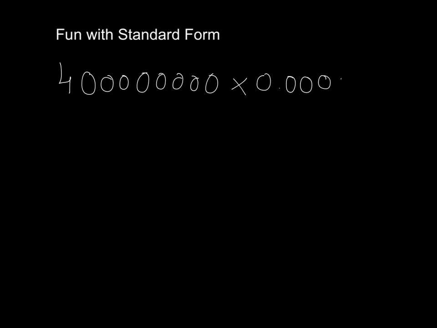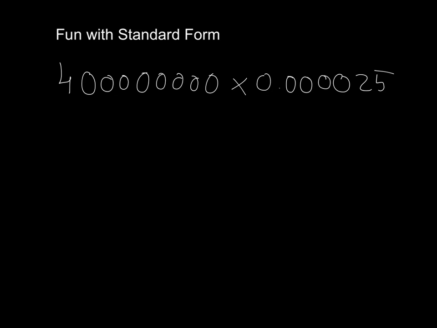Now, the basic idea is that standard form is very useful for performing operations that otherwise would be very tedious to do. So imagine, for example, that I want to multiply these two numbers. So I have 4000000000, and I want to multiply that times 0.000025. Now I look at this and I'm like, oh God, where do I even start?